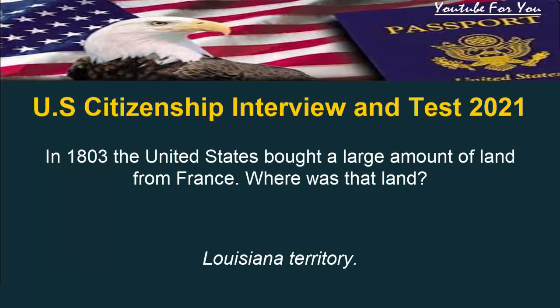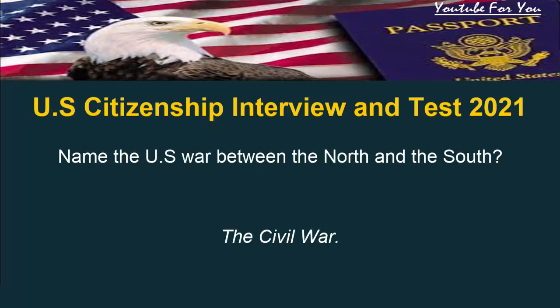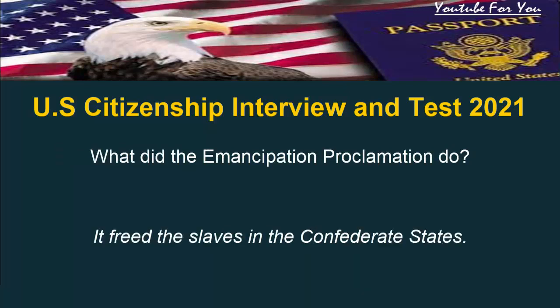In 1803, the United States bought a large amount of land from France. Where was that land? The Louisiana Territory. Name one of the things that Abraham Lincoln did. He saved the Union and freed the slaves. Name the U.S. war between the North and the South. The Civil War. What did the Emancipation Proclamation do? It freed the slaves in the Confederate States.